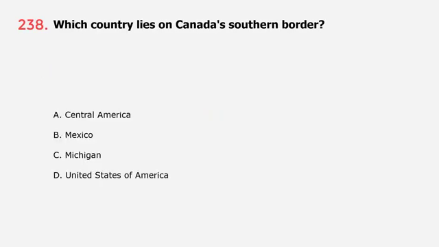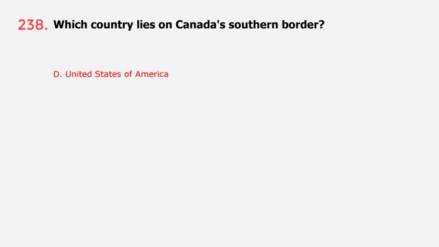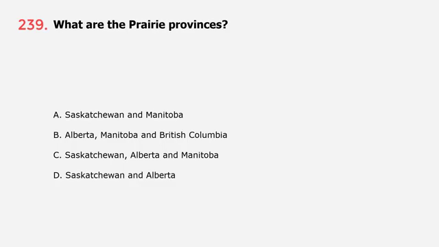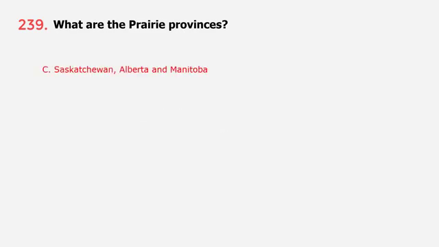Question 238. Which country lies on Canada's southern border? A. Central America. B. Mexico. C. Michigan. D. United States of America. The answer is D. United States of America. Question 239. What are the prairie provinces? A. Saskatchewan and Manitoba. B. Alberta, Manitoba, and British Columbia. C. Saskatchewan, Alberta, and Manitoba. D. Saskatchewan and Alberta. The answer is C. Saskatchewan, Alberta, and Manitoba.